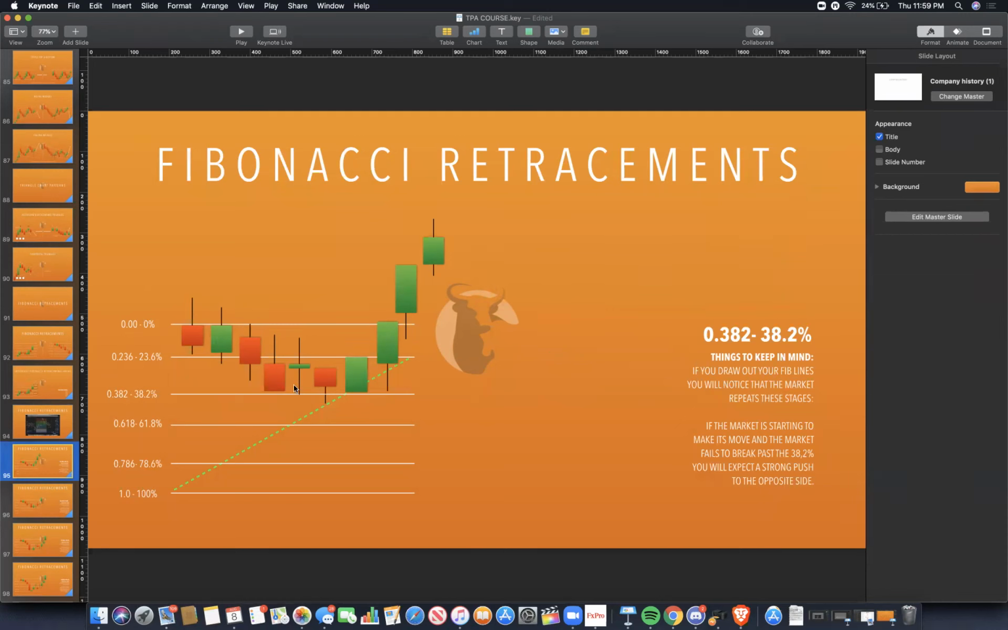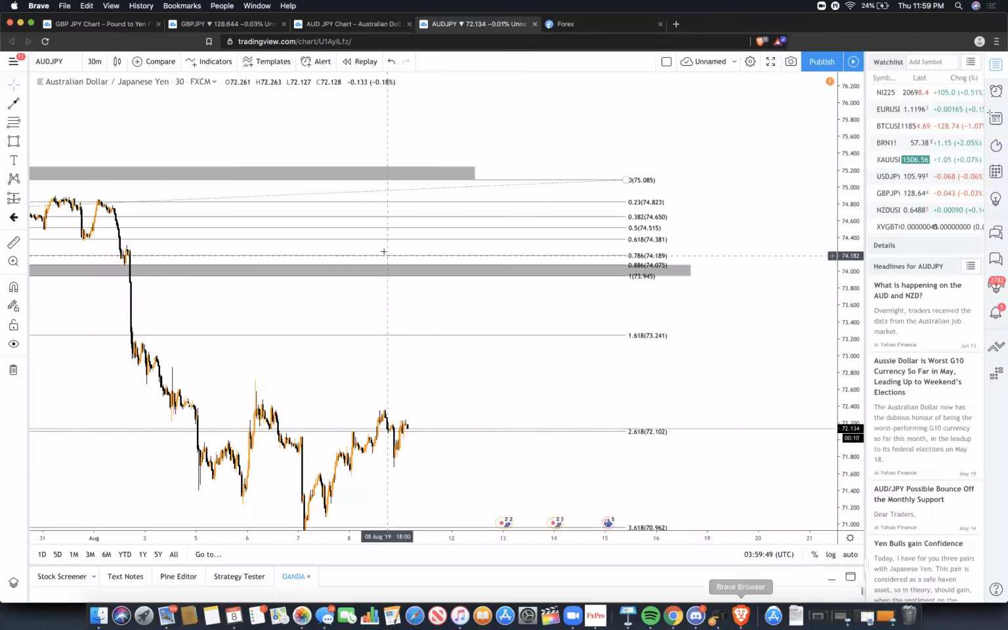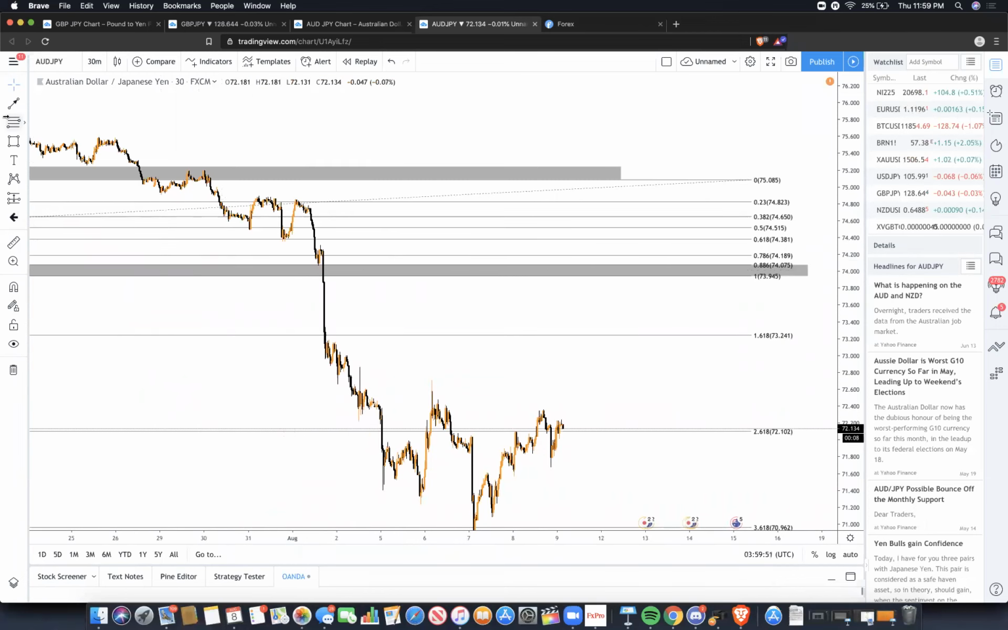The first level to keep an eye out for is the 38.2. Now, I'm going to start off from the 23.6 level. This is the very first level that you would see in the chart. The important thing to understand is if the market fails to break the 23.6 level, you're always going to see a strong rejection to the upside.